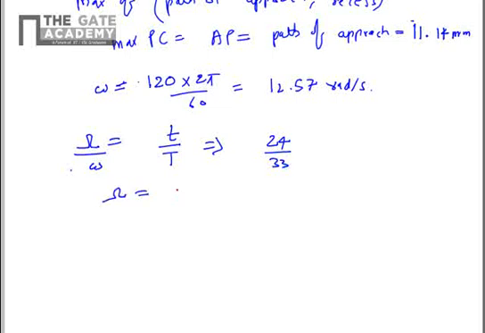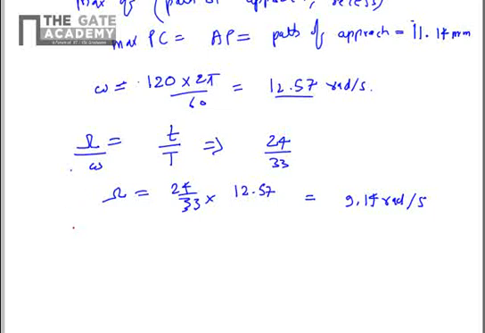So ohm is equal to 24 into 33 multiplied by omega, that is 12.57 radian per second. So ohm is 9.14 radian per second. So you can see that the wheel is moving slower than the pinion. Pinion is moving faster. The wheel moves slower.